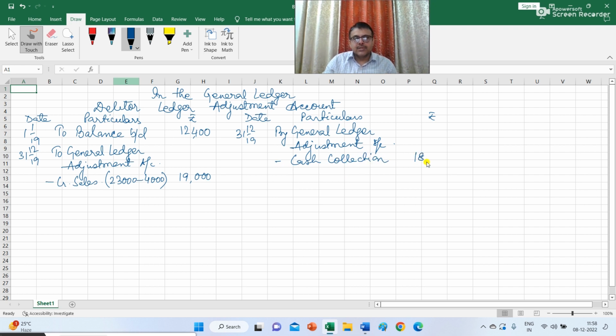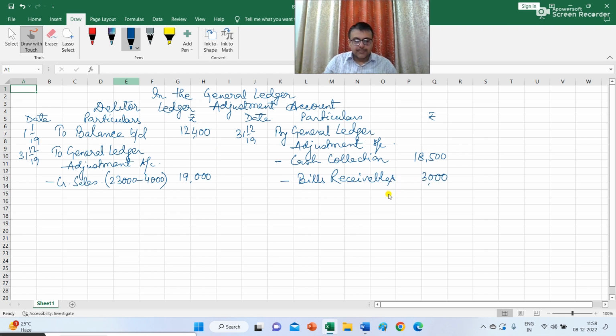Amount 18,500. So what is the journal entry? General ledger adjustment account debit to debtors ledger adjustment account for cash collection. And here I have written as cash collection 18,500. Next is bills receivable received. So your journal entry is general ledger adjustment account debit to debtors ledger adjustment account, and the purpose is for bills receivable. Amount 3,000.